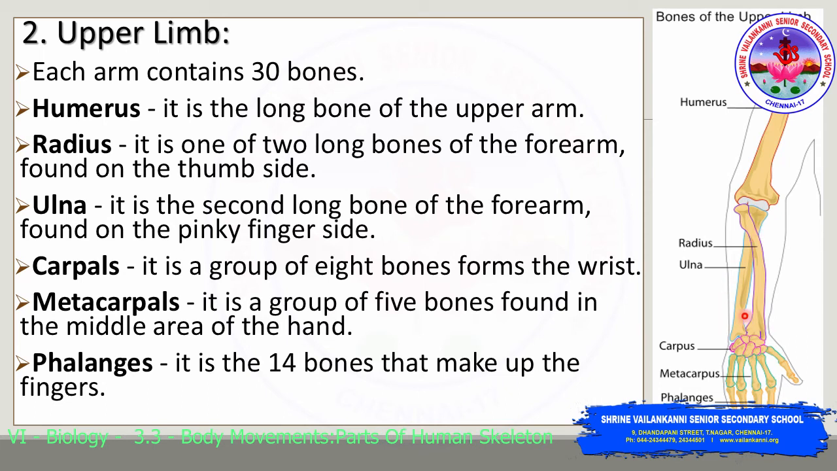It is the second long bone which forms the forearm, and it is found on the side of the pinky finger. The next bones are called carpals. It is a group of 8 bones that forms the wrist. And next are the metacarpals. It is a group of 5 bones which is found in the middle area of the hand. And the next is the phalanges. It is a group of 14 bones that make up the fingers, as you can see in this picture.